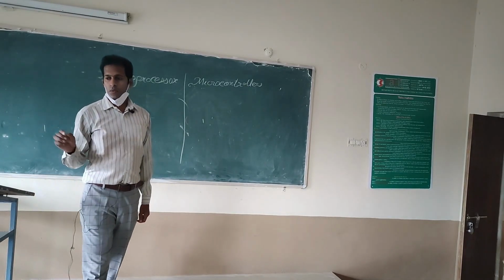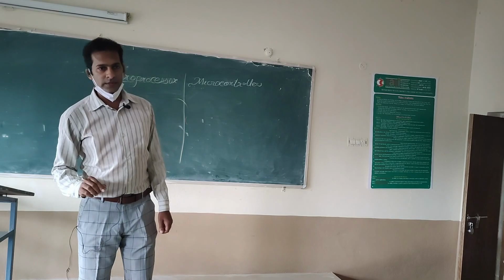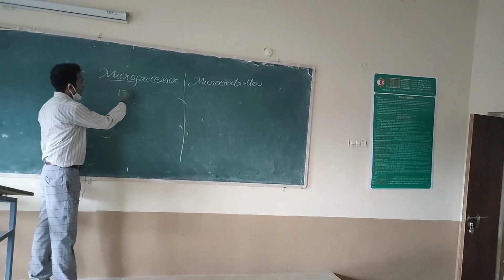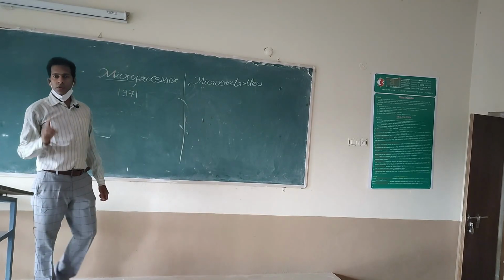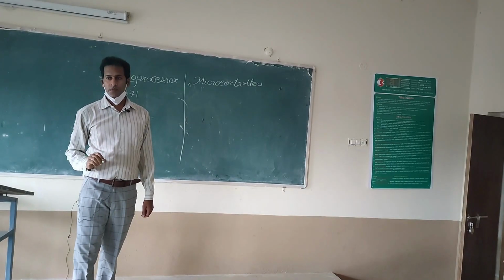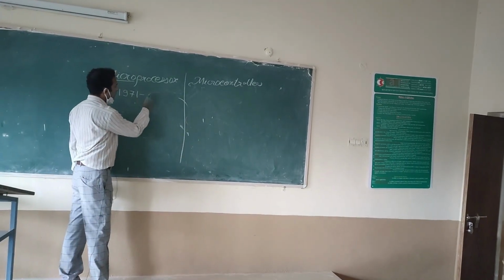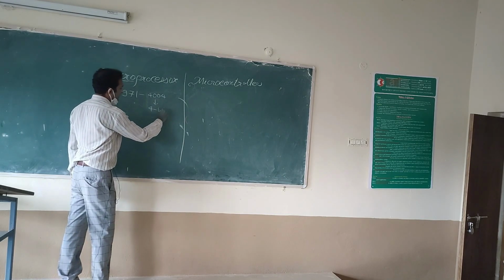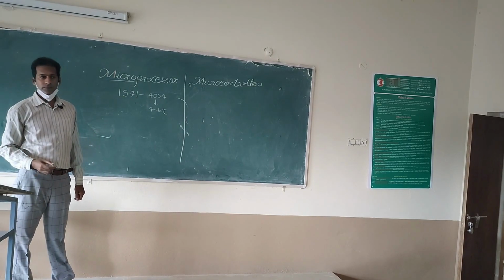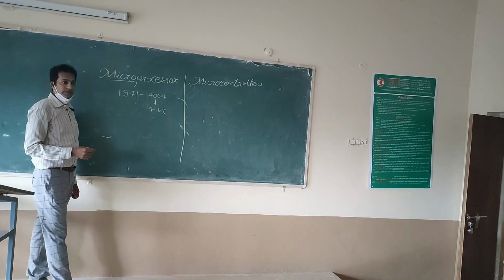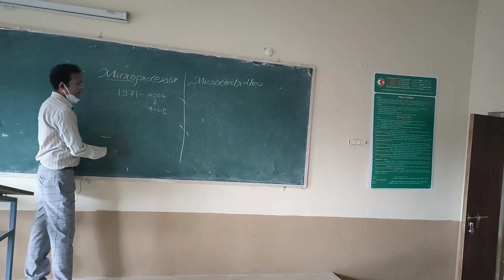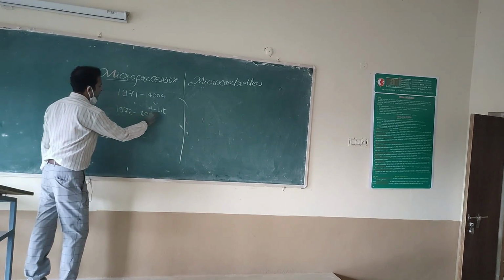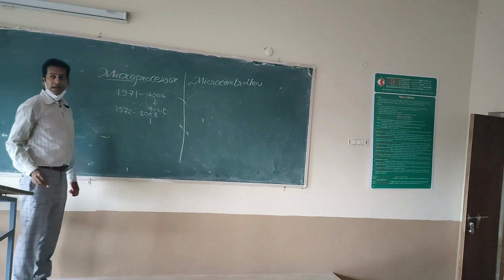So you just check first when Intel was founded, in which year? 1971. Okay, which was the first processor and how many bits? What was the number of the processor? 4004. It was a 4-bit processor. Then which one came next? 8008. Which year? 1972. How many bits? 8 bit.